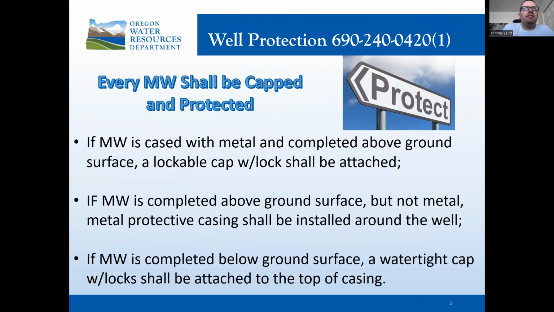We'll now cover well protection in OAR 690-240-0420. Every monitoring well needs to be capped and protected. A monitoring well cased with metal and completed above ground surface needs to have a lockable cap with lock attached. In the case that you complete a monitoring well above ground surface but without metal casing, you must install metal protective casing around the well. Lastly, for monitoring wells completed below ground surface, a watertight cap with lock shall be attached to the top of the casing.